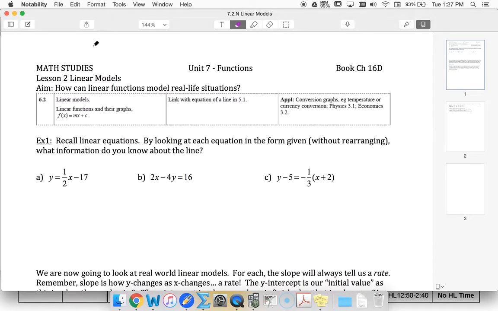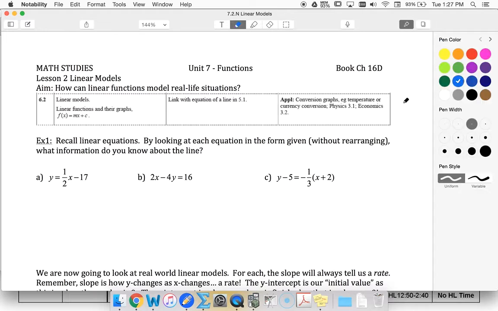Hello students, now we're looking at linear models. So we're going to take our equations of lines and now look at modeling real world situations with this. So this is syllabus topic 6.2, and let's first think back to our equations of lines.